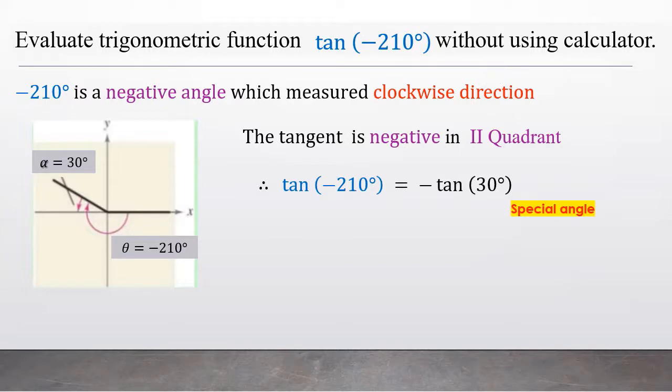We may use the value of special angles. So we have negative 1 over root 3. We may do the process of rationalizing with root 3 over root 3. So therefore, we are going to have negative root 3 over 3.